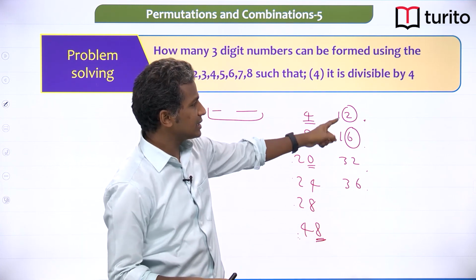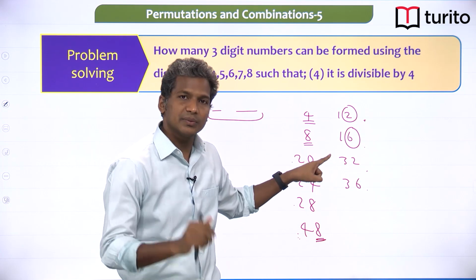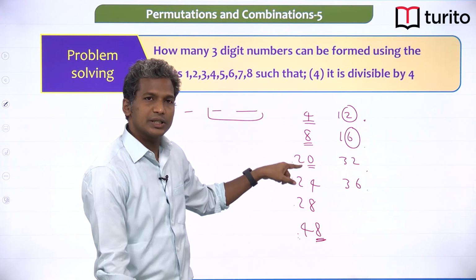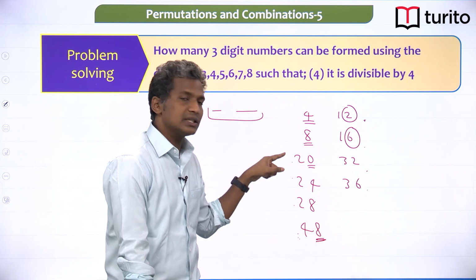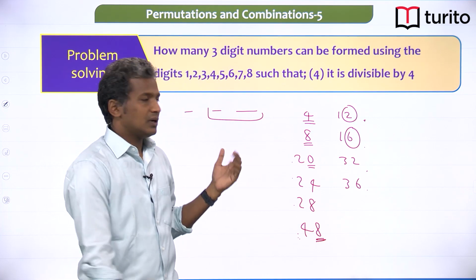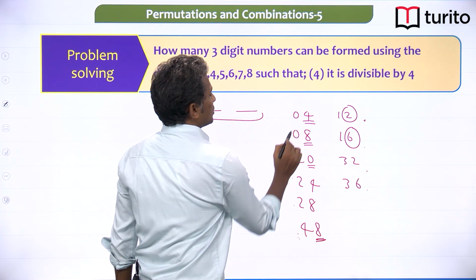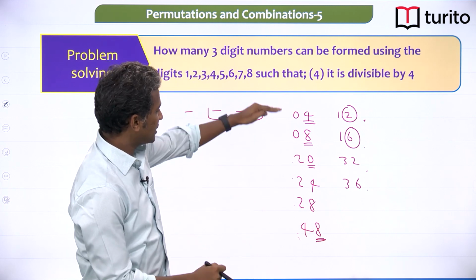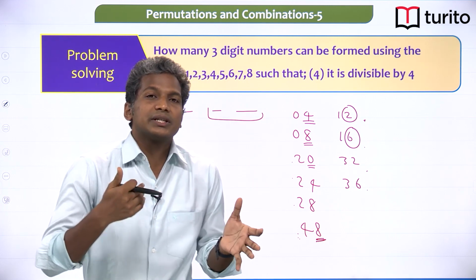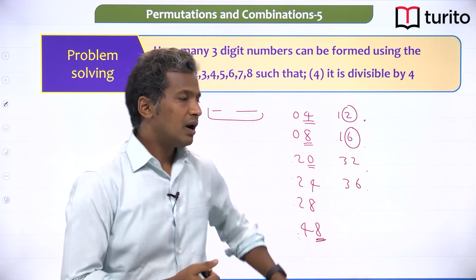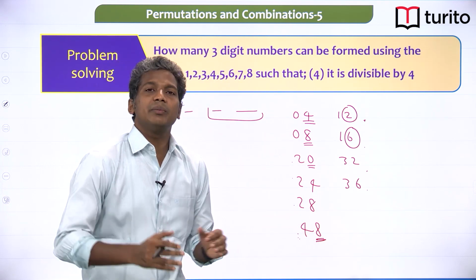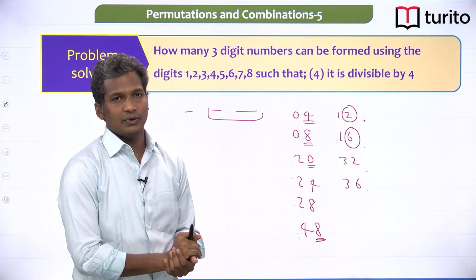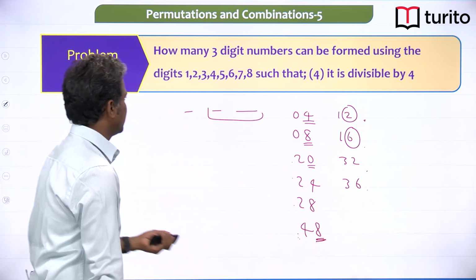So, if 2 and 6 come in the last place, this digit must be odd. If 4 and 8 or 0 come in the last place, this digit must be even, or here it can be 0 also. Okay. But it must be even. So, this is the observation that you have to understand. After you observe this pattern, we can make 2 cases and solve the problem. Okay. So, let me make 2 cases here.